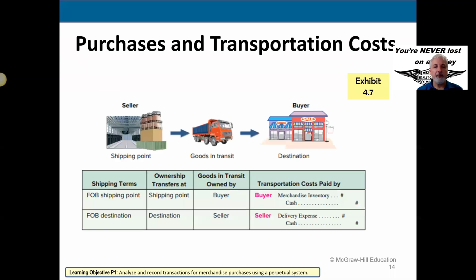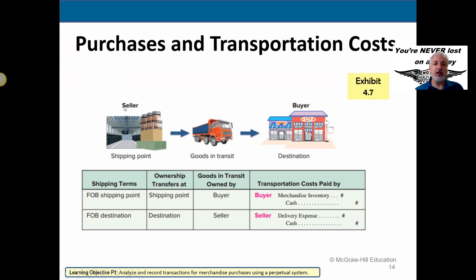So if the goods are in transit, where does the ownership change hands? We've got a seller at the shipping point. We've got a buyer at the destination. We've got a port in Los Angeles receiving the cars. We've got a port in Busan Harbor in Korea shipping the cars. I've actually been there. It's kind of an interesting place.